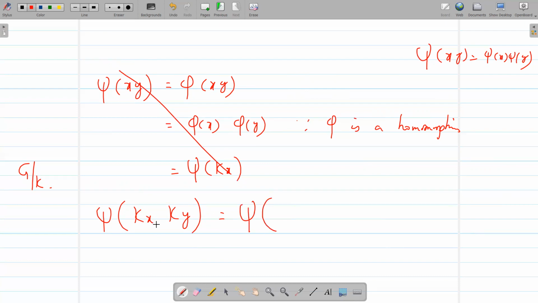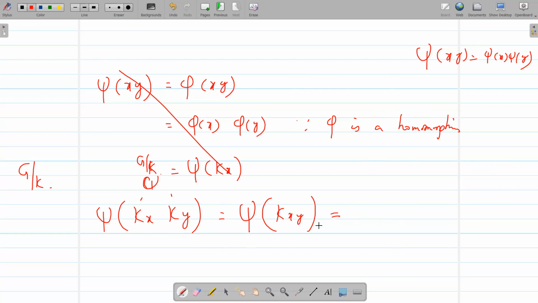See, kx is a right coset, ky is a right coset, and K is a normal subgroup. So in the factor group, the operation of kx and ky is given by kx, ky is equal to kxy. That is the right coset multiplication in the factor group, because these are G by K elements, and G by K is a group. The operation in that group is the multiplication of right cosets, kx into ky, which is given by kxy.